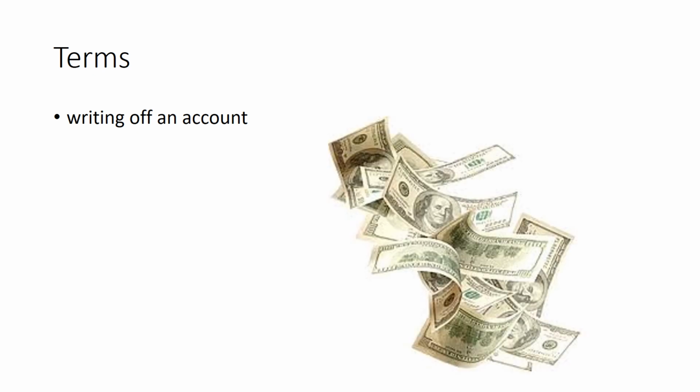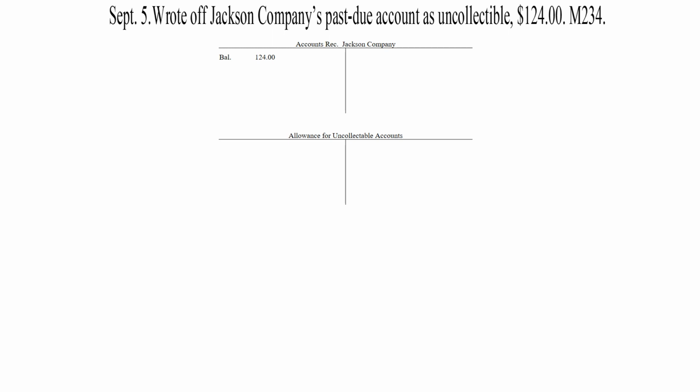You don't let customers know that you are writing off an account. Rather, this is more of a financial statement transaction than it is anything else. You still always try to collect the money that is owed to you. So let's take a look at this transaction. On September 5th, we wrote off Jackson's company past due account as uncollectible for $124, memorandum 234.